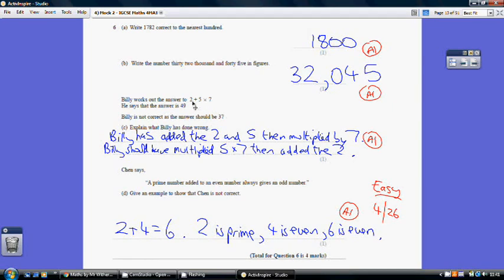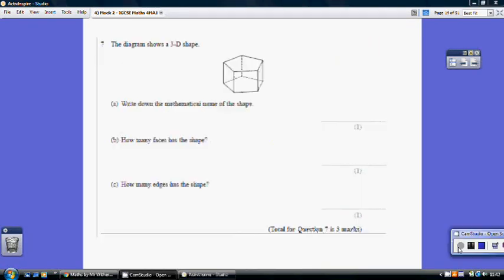So what's Billy done wrong? Well, this is BIDMAS. You must make sure you multiply before you add. So what Billy has done is 5 add 2, which is 7. 7 sevens are 49, but that is wrong. What he should have done is the multiplication first. So 5 times 7 is 35.